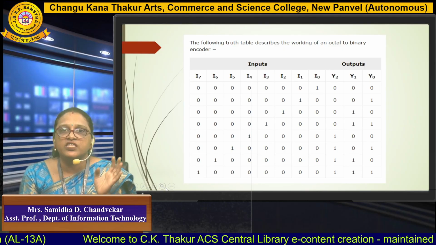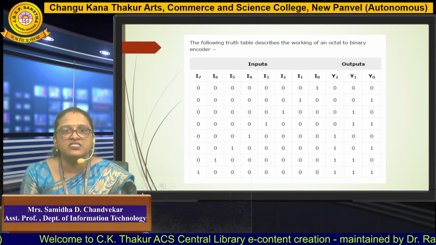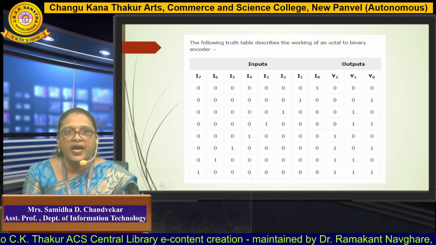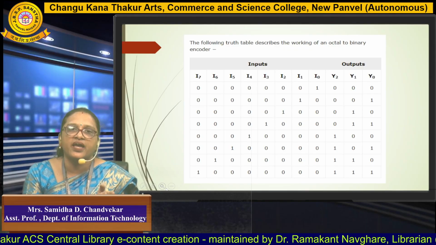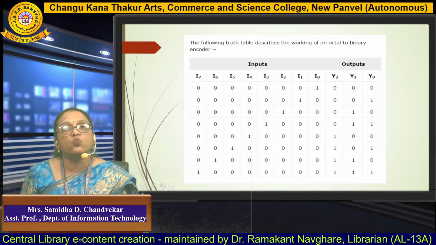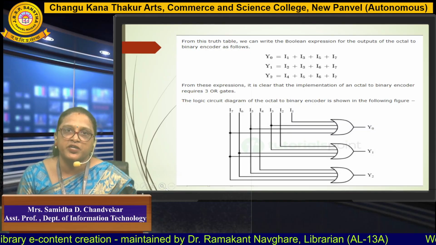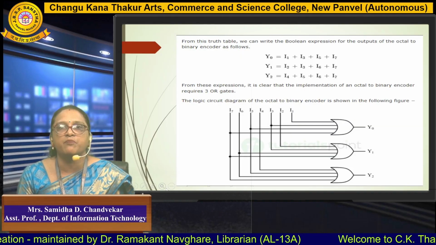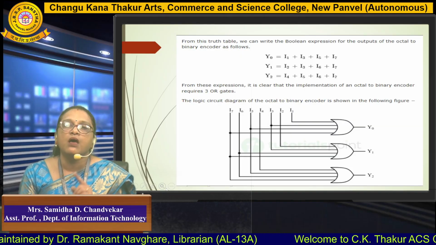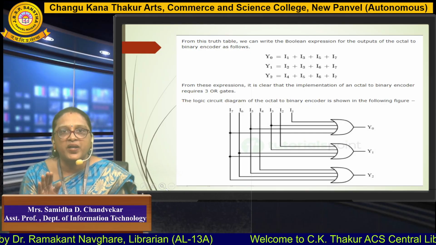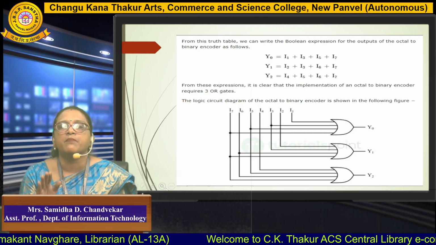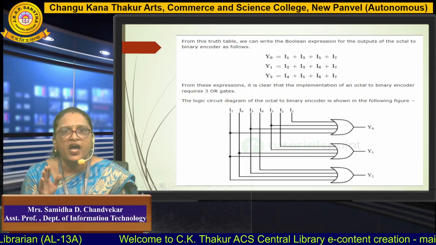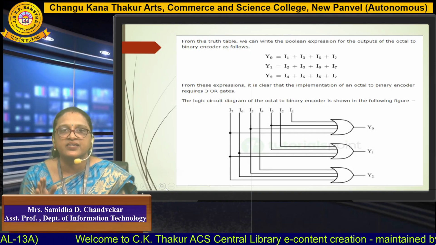What is the Boolean expression for Y2? Where are all the ones positioned? Y2 is 1 when I4 is on, I5 is on, I6 is on and I7 is on. So the Boolean expressions are: Y0 is equal to I1 plus I3 plus I5 plus I7. Y1 is equal to I2 plus I3 plus I6 plus I7. Y2 is equal to I4 plus I5 plus I6 plus I7.